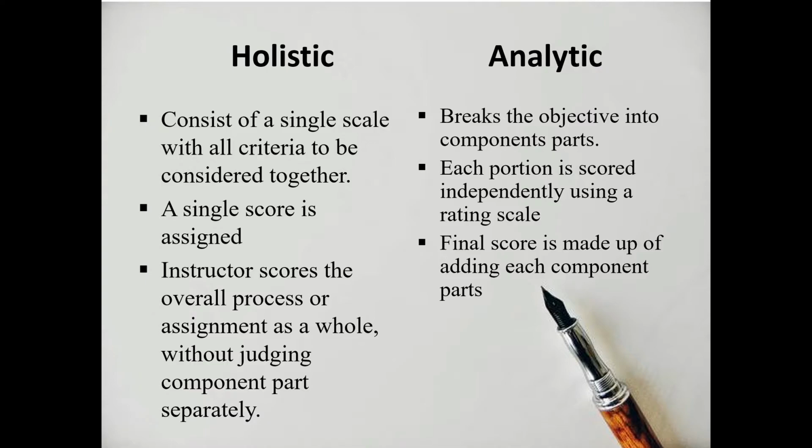So holistic consists of a single scale with all criteria to be considered together. A single score is assigned, and the instructor scores the overall process or assignment as a whole without judging component parts separately. So, in short, holistic rubrics provide a single score based on an overall impression of students' performance on a task. It is used to score student work as a whole, yielding one holistic score. So, when it comes to holistic rubrics, the students are graded as a whole.